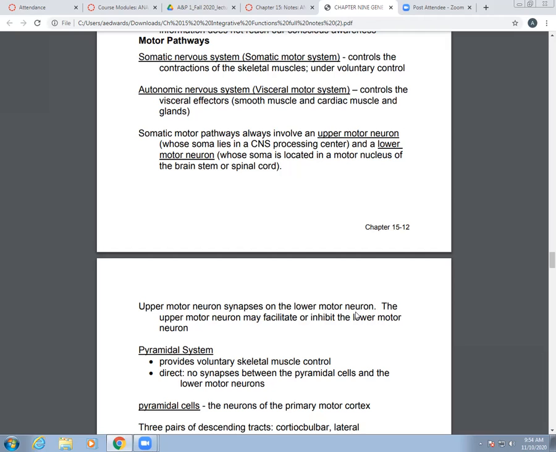And that should make sense because motor pathways are what, ascending or descending? They're descending because they're going down to the body. So the upper is going to synapse on the lower motor neuron, and the upper motor neuron can either facilitate that lower motor neuron or inhibit it.